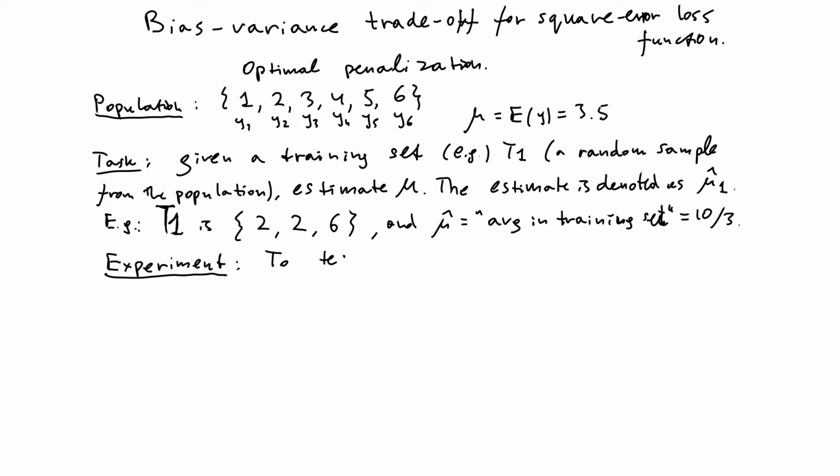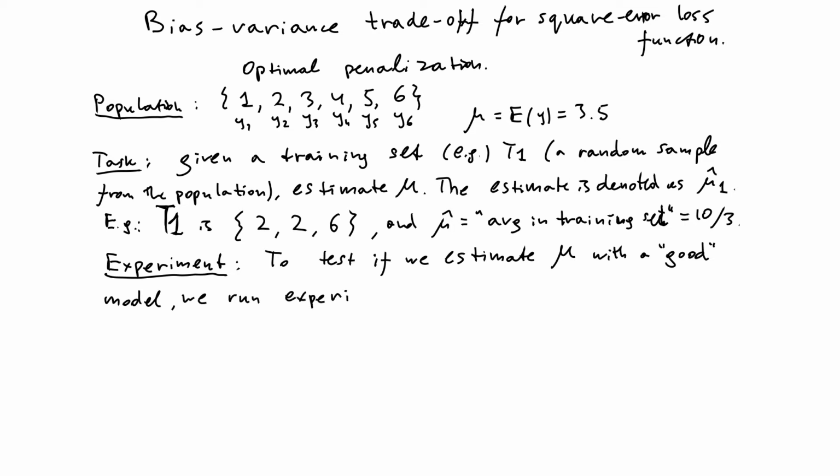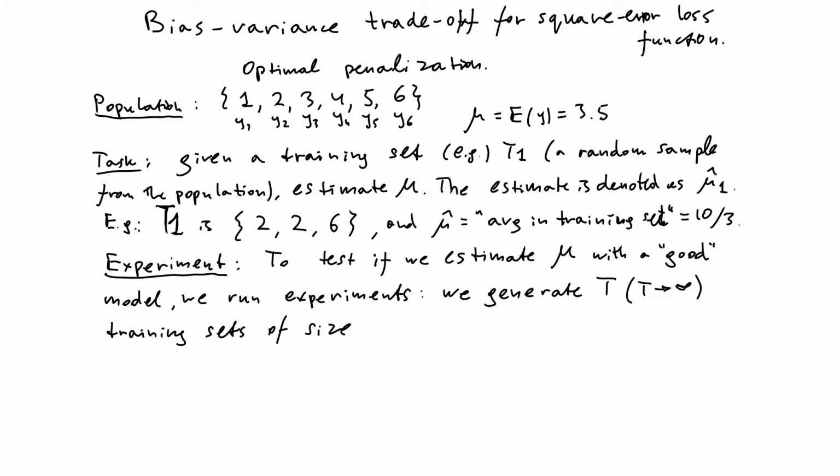So we design an experiment. To test if we estimate mu with a good model, we run the following experiment. We generate t training sets of size 3. So instead of having just 1, we don't know if we started with T1, maybe we started with another training set. So we have to ask, over all these possible training sets, what will be our expected loss? This is what we would like to minimize.